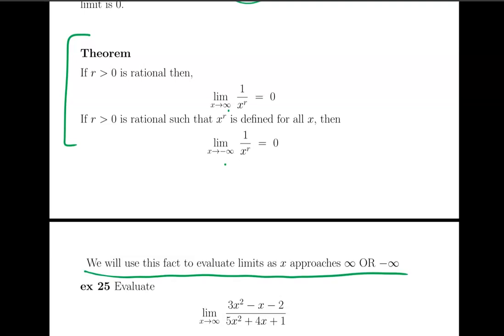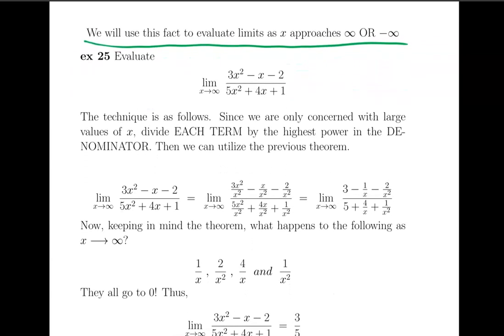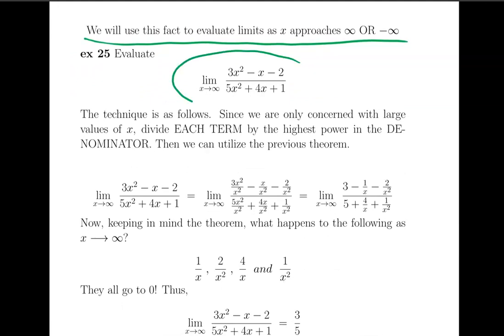So I'm going to show you this one in gory detail here, step by step, and then we'll get to what you really need. So here's a limit as x goes to infinity. This is a standard rational function, 3x squared minus x minus 2 on top, and the 5x squared, etc. on the bottom. So how do we evaluate this? What is the technique? Essentially we take the highest power of x in the bottom, in the denominator, and we divide every term by it.